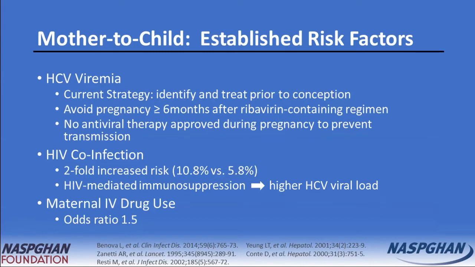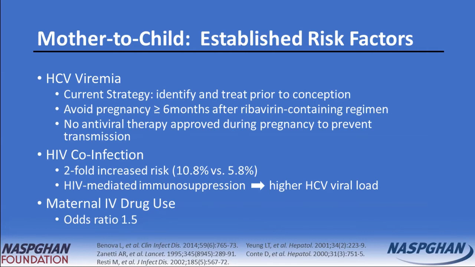So, of the established risk factors, maternal level of hepatitis C virus is a major factor. The higher the virus level, the higher the likelihood of transmission. Globally, the transmission rate is about 5% for all pregnancies where mom is infected with hepatitis C. Our current strategy is to identify moms or potential moms ahead of time and treat them prior to conception. In the rare case now where you have to use a ribavirin-containing agent, the potential mother should avoid pregnancy for another 6 months after finishing ribavirin therapy because ribavirin is a teratogen. Currently, there are no antiviral therapies approved during pregnancy to prevent transmission, but I'll show you some exciting information shortly.